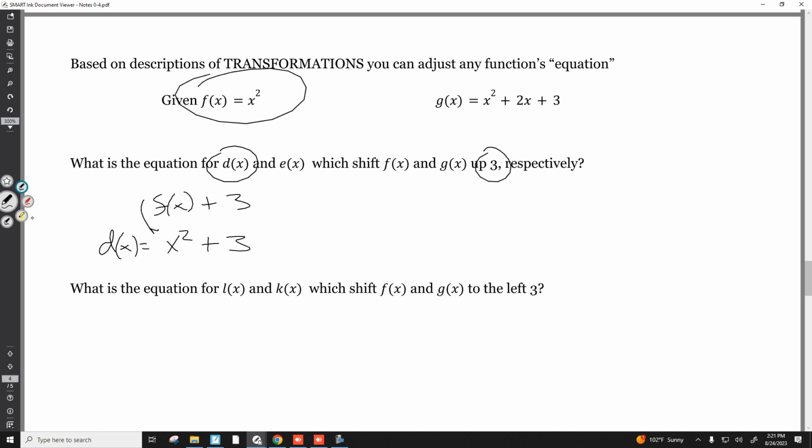Let's do the same thing to the graph or the equation for g. If I want to take g and shift it up 3, give me the new equation for E that's created. You got it? Check with your neighbors. That's the key. We are collaborating. Everybody collaborate. What is the equation for E?